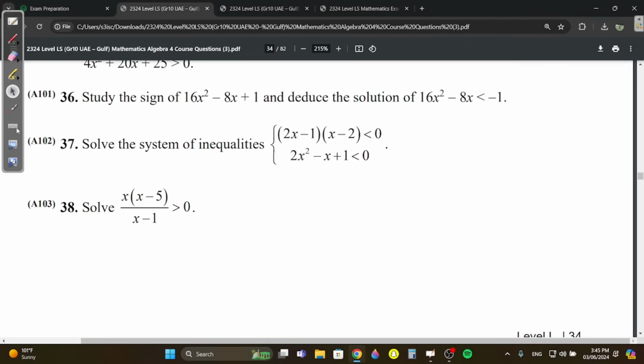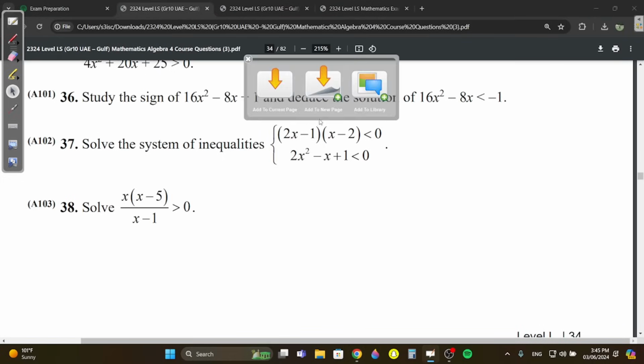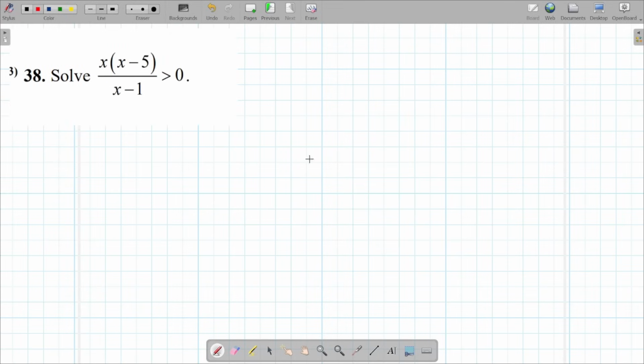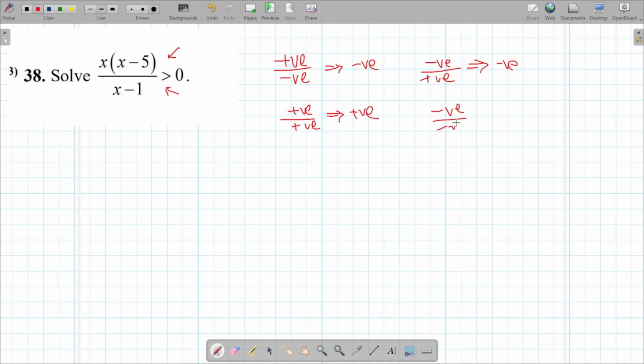Question 38. When you have a fraction, it's different. I want you to pay attention very carefully. Always remember, the sign of a fraction depends on the numerator and the denominator. Let's say I'm dividing a positive number by a negative number. What will my answer be? Obviously negative. How about a negative number by a positive number? Also negative, right? How about positive divided by positive? It would be positive. How about a negative divided by a negative? That would be positive again, right?